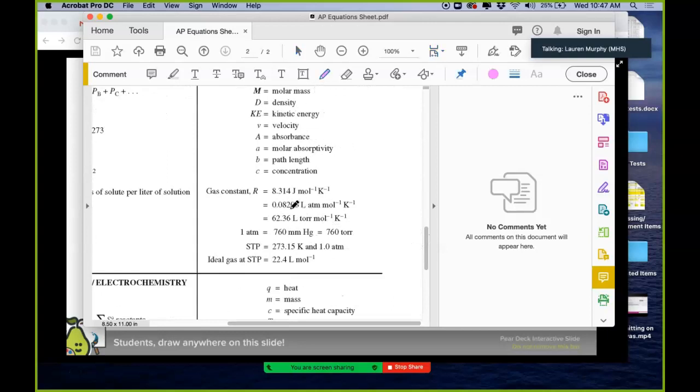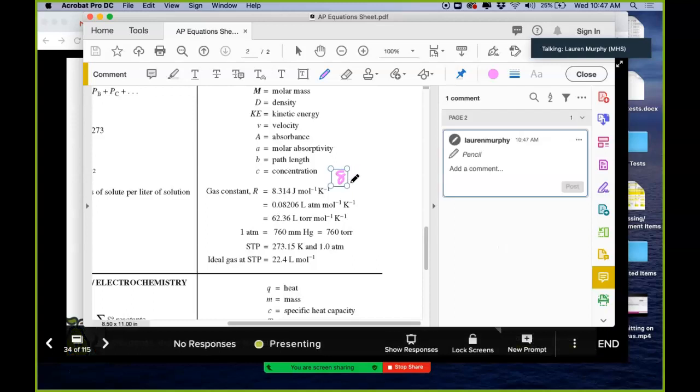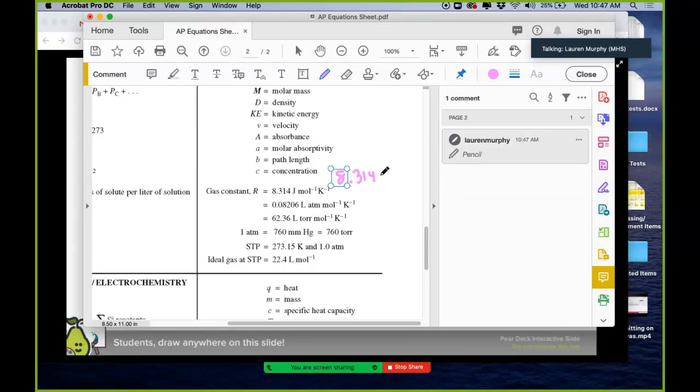you have the gas constant R. This one we aren't going to use right now. Instead, we're going to use 8.314 liter kilopascal per mole Kelvin, where kilopascal is a unit of pressure. This other one has joules in it, which is a unit for energy. We will use it later this year, but not in this chapter. These are other gas law constants, 0.08206 and 62.36.